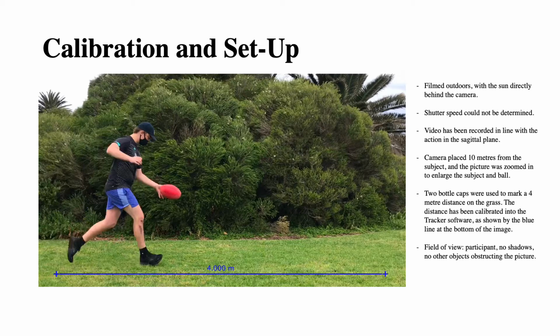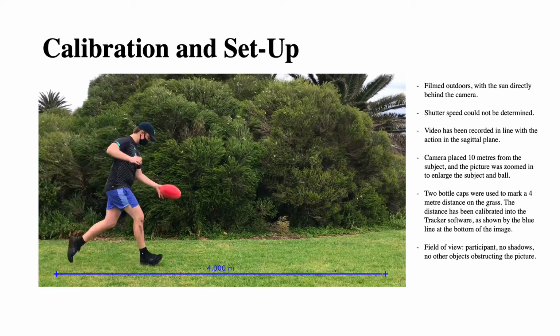2 bottle caps were used to mark a 4 metre distance on the grass. The distance has been calibrated into the tracker software as shown by the blue line at the bottom of the image. In the field of view, we have the participant, no shadows, and no other objects obstructing the picture.